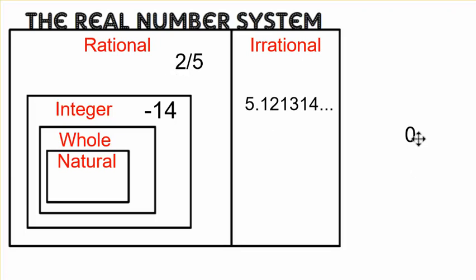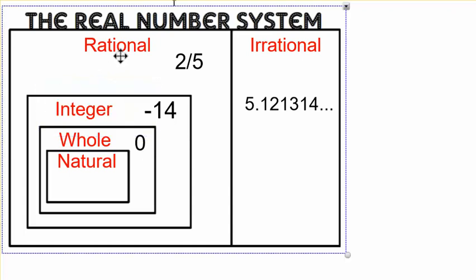And then we get 0. Well, we'd like to put 0 in the natural category, but remember, natural numbers are counting numbers. We start at 1, and so it has to go in the whole number box here. And remember, if it is whole, that means it's also an integer, and it's also rational.